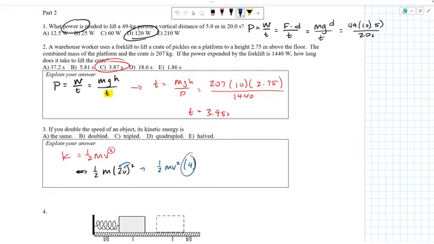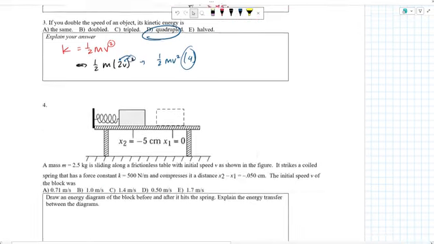That's 4 times the kinetic energy. So doubling the speed gives me 4 times the kinetic energy. Tripling the speed would give me 9 times the kinetic energy. We know that increasing velocity increases energy. In this case, we have to square the particular increase that we're doing.